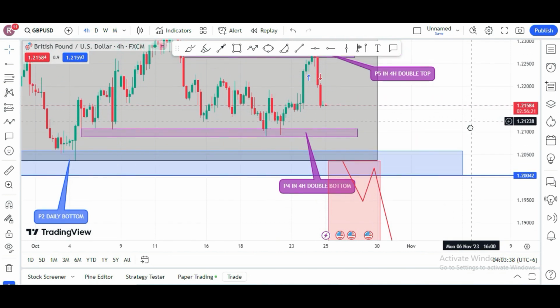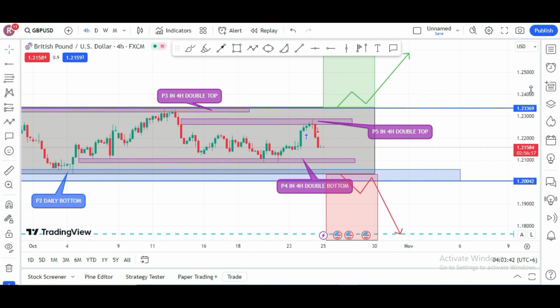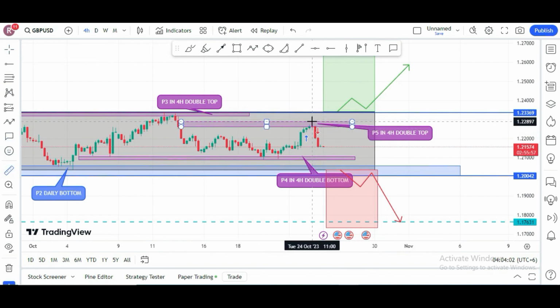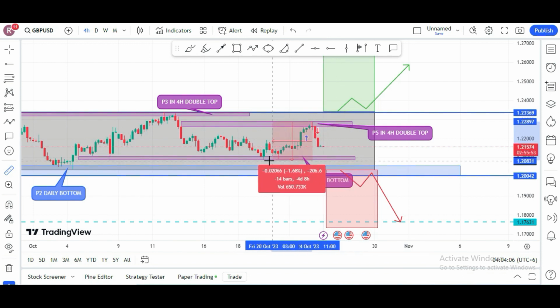Okay. So let's put it in a small way. This is the situation at the moment. So if we consider the last pattern, P5, it has already completed 50%, if I am not wrong. Yes, more than 50% has been completed. You can see.